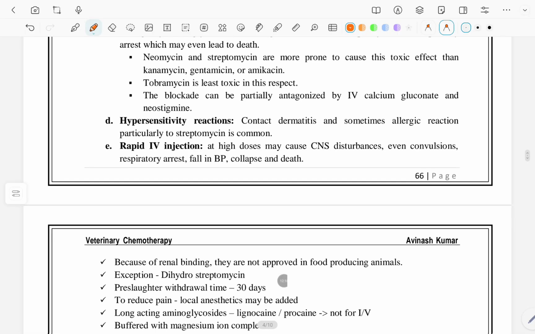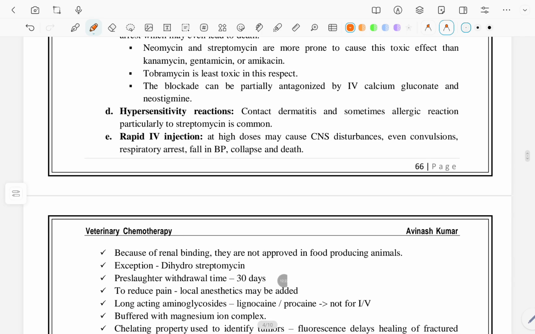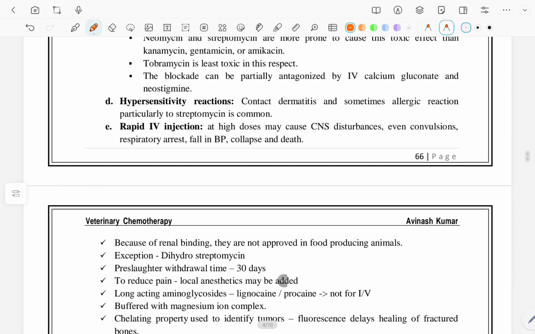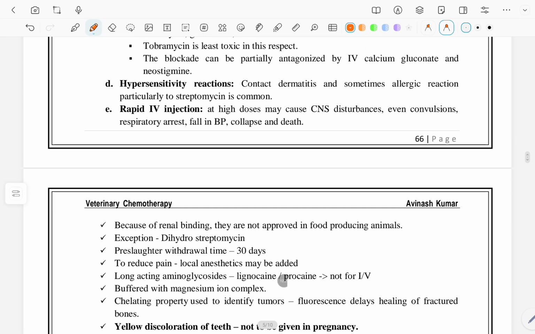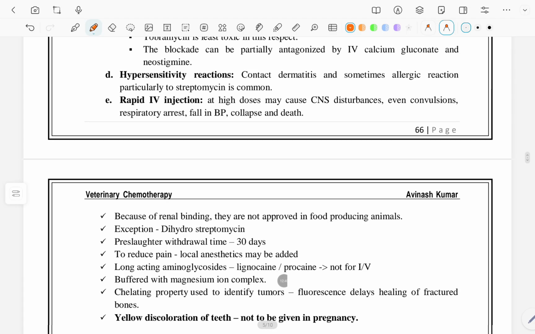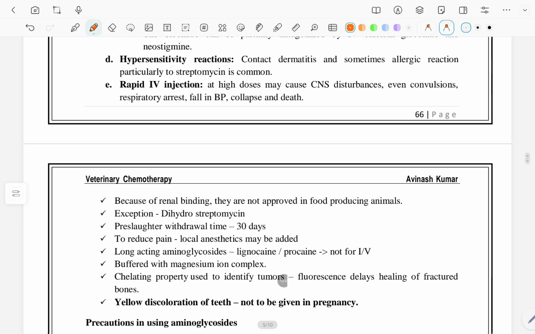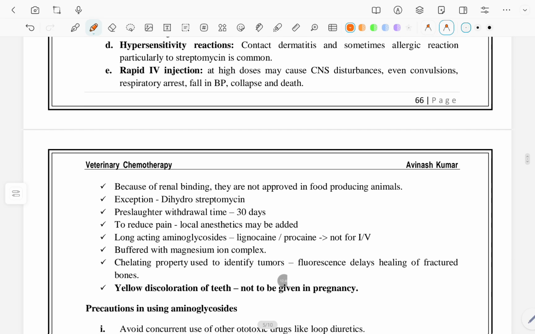The block can be partially antagonized by IV calcium gluconate and neostigmine. Hypersensitivity reaction: contact dermatitis and sometimes allergic reaction, particularly to streptomycin, are common. Rapid IV injection at high dosage may cause CNS disturbance, even convulsions, respiratory arrest, fall in BP, collapse, and death.